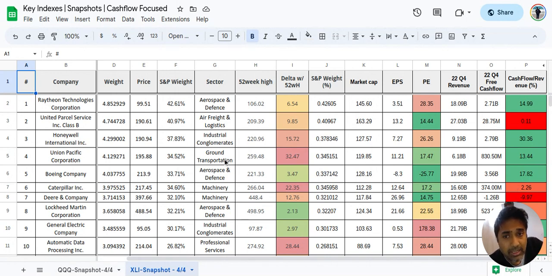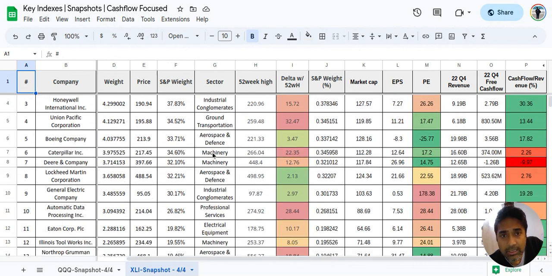So if you look at the QQQ percentage, here it's somewhere over here, you should see that. S&P.